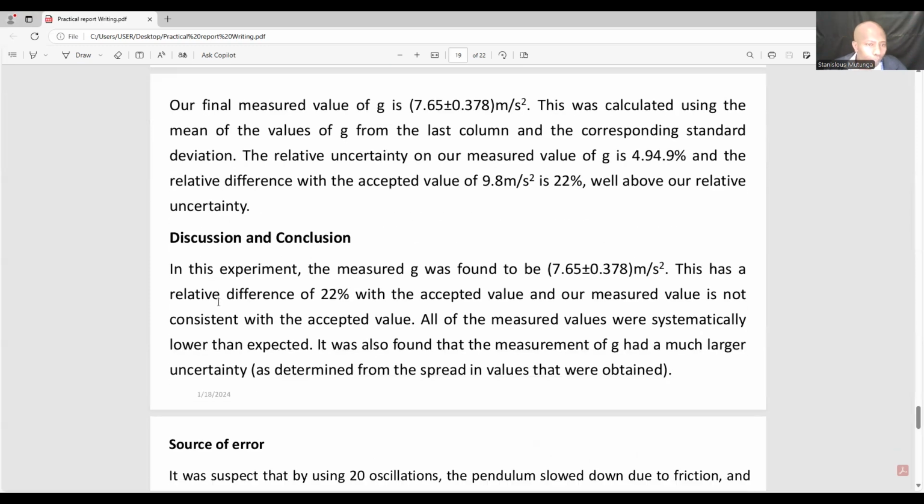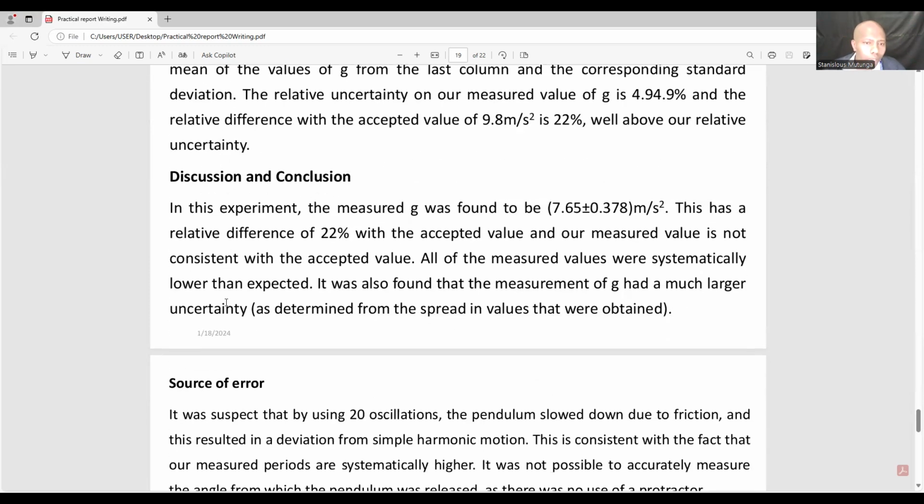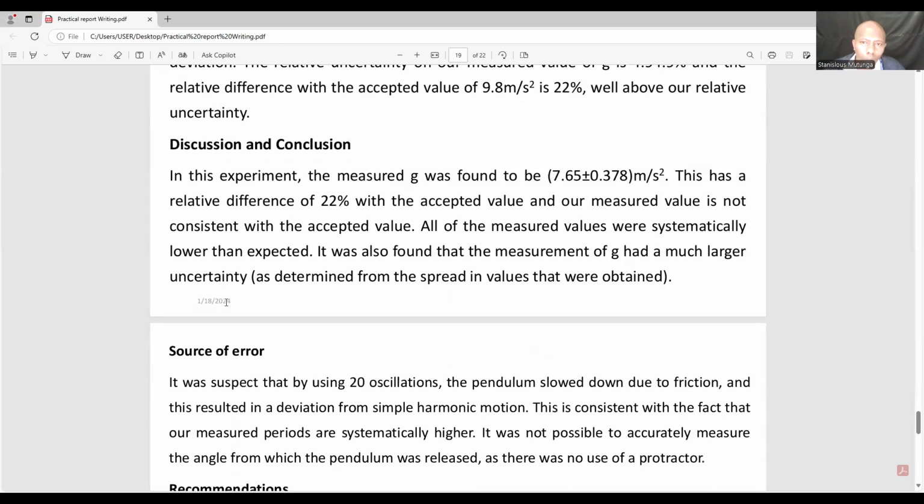Now you go to discussion and conclusion. So in this experiment, the measured value of g was found to be this and this and this. This has a relative difference of this margin with the accepted value, and our measured value is not consistent with the accepted value. All of the measured values were systematically lower than expected.